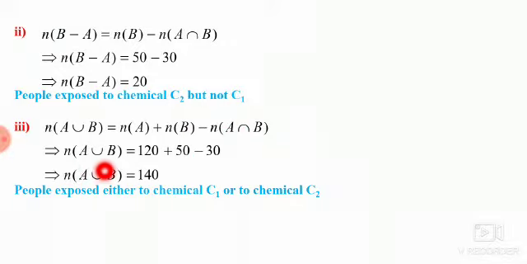Therefore N of A union B is equal to 120 plus 50 minus 30, that is 170 minus 30, equal to 140. Therefore 140 people or individuals are exposed either to chemical C1 or to chemical C2 or to both chemicals C1 and C2.